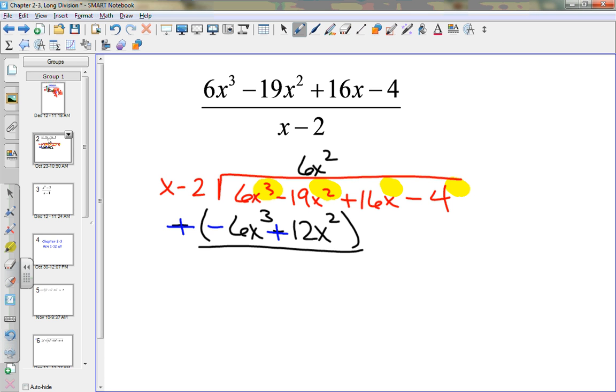Okay, so if I'm adding straight down now because I changed my signs, the x cubes cancel out, and what's negative 19 plus 12? Negative 7x squared. Bring down the rest of the polynomial. Now, what do I multiply x minus 2 by to get negative 7x squared? What do I multiply x by to get negative 7x squared? Negative 7x, right? So minus 7x squared.